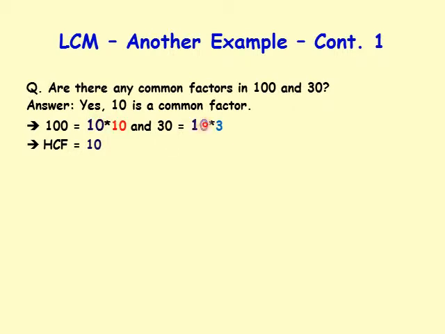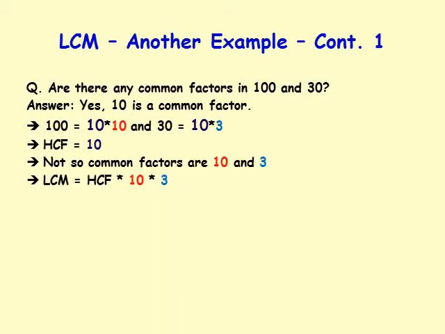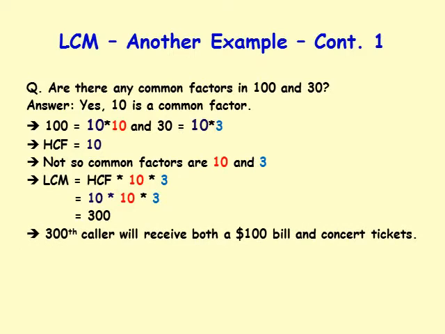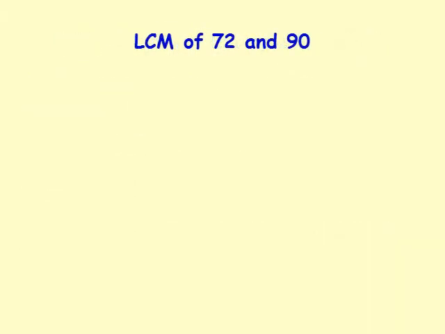There are no more common factors here. 10 and 3 don't have a common factor, and the not so common factors are this 10 and this number 3. LCM is HCF, which is 10, times the not so common factors, 10 and 3, which is equal to 10 times 10 times 3, which is equal to 300. So the 300th caller would receive both a $100 bill and concert tickets.